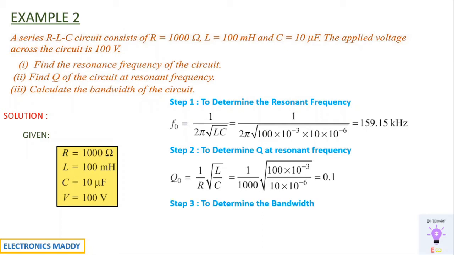Our third step is to determine the bandwidth. So how do we find the bandwidth? We know the value of R and L, so we can use this formula, R by 2 pi L. So you'll be getting around 1591.55 Hertz. So basically a straightforward problem. Again, solving it with respect to formula substitution will give you the answers right away.